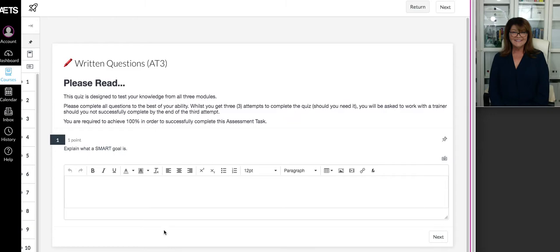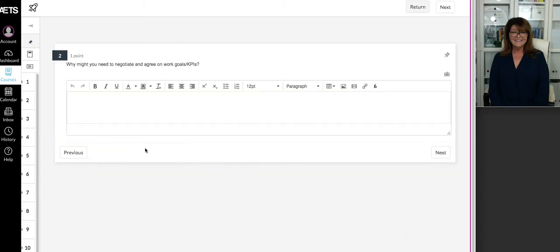So the very first question is to explain what a SMART goal is. Now I think you all know what a goal is, but the highlight for you to know is the word SMART, given that SMART's the acronym for specific, measurable, achievable, all of that. So what I'm looking for when you answer that is what you would say a SMART goal is, something that incorporates, etc. And you would have those specific words that form the acronym. So then you go to next.